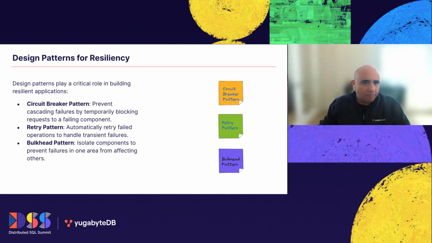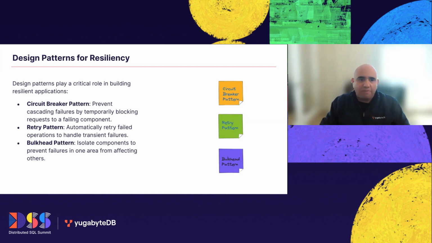Number one is circuit breaker pattern. So this pattern is like a circuit breaker in your home. When something goes wrong, it temporarily blocks requests to a failing component, prevents the failure from cascading through your system like a domino effect. It's your off switch when things get out of hand.